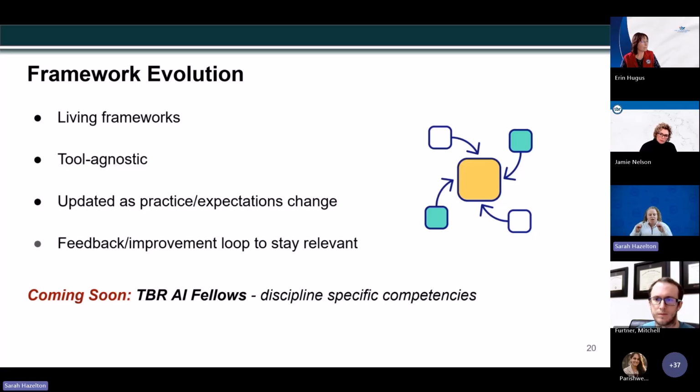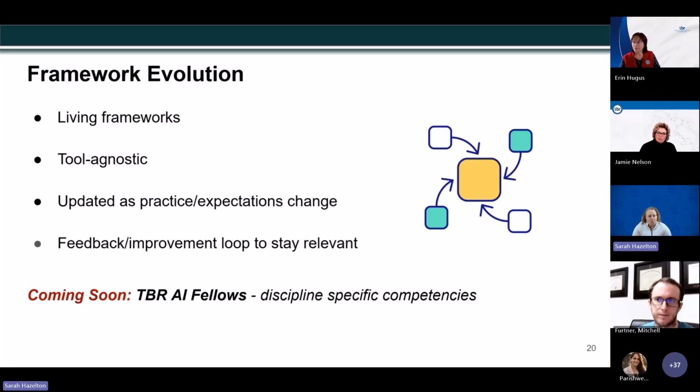So while we are going to be talking about these frameworks for the next couple months, know that these are living frameworks that are tool agnostic. You will notice we don't say, go put your stuff into ChatGPT, go throw this into Gemini, go throw this into Claude. The frameworks are tool agnostic, but they're living documents.